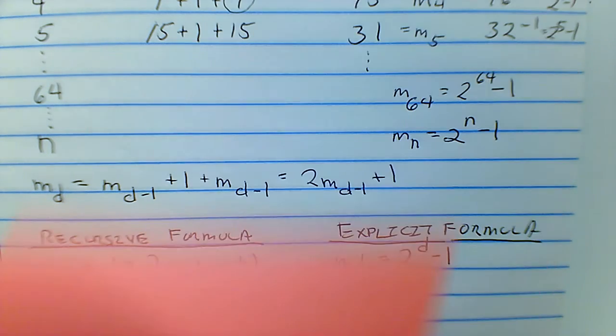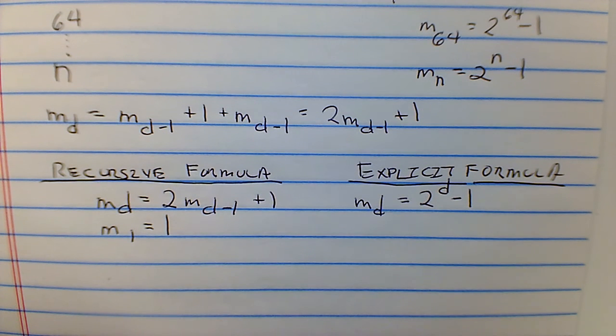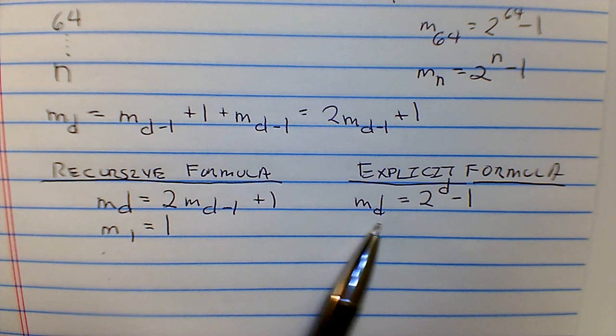Well, okay, we have two formulas here describing the Tower of Hanoi, a recursive formula and an explicit formula. But we've just sort of come up with them. How do we know that this explicit formula really works? That looks like a job for mathematical induction.